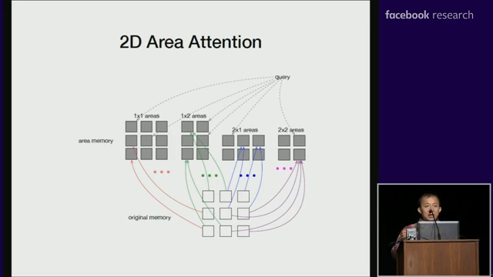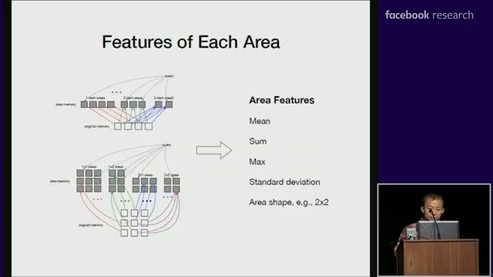Because each area can aggregate a varying number of items, the unit of attention is determined by learning from the data. Based on this definition of attention, we can have a rich set of features to represent each area, such as the mean and the standard deviation of all the vectors in each area, as well as the shape of each area. These features allow the model to potentially attend to more relevant information.